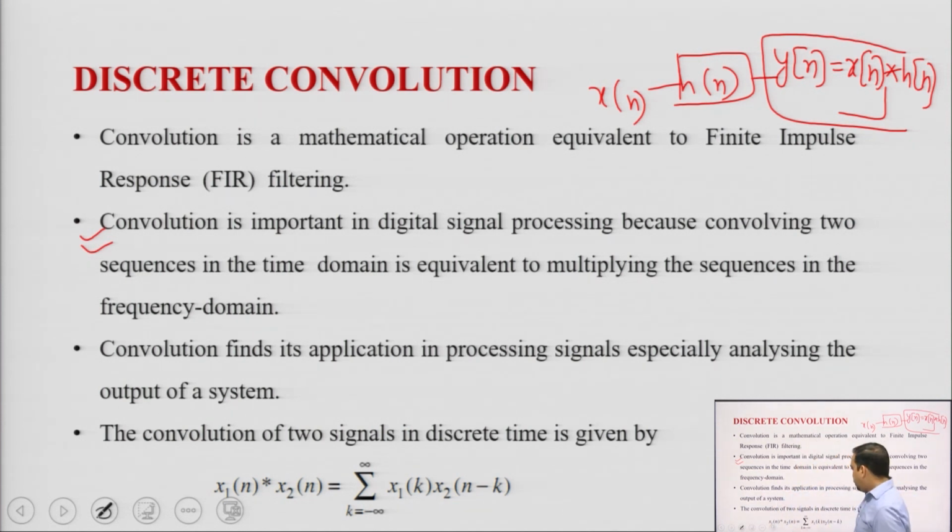Now if x1[n] and x2[n] are two signals, how can we perform the convolution of both the discrete time signals? We can expand this as the summation over k from minus infinity to infinity of x1[k] multiplied by x2[n minus k]. Later on we will see the properties of convolution, where we can write this as x2[k] multiplied by x1[n minus k] also.